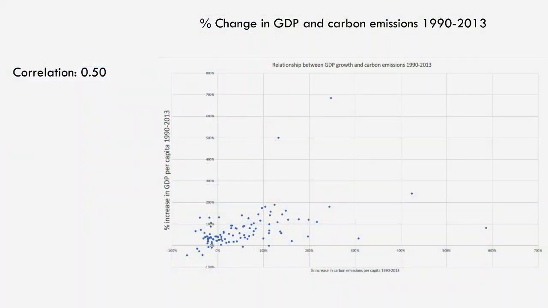Let's look at that on our data set that we've been using as an example. So this again is a scatter plot of the percentage change in GDP from 1990 to 2013 on the y-axis and the percentage change in carbon emissions on the x-axis. Both of these are per capita, so normalized to population. The correlation between these two variables is 0.5, which is very strong. A correlation of 0 means they're independent. A correlation above like 0.1 or 0.2 means there's a relationship, and any correlation above 0.5, they're strongly related.